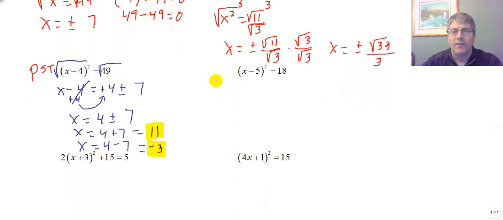Since I did one exactly like this, the next one, the quantity x minus 5 squared equals 18, again, we've got another perfect square trinomial, so we can just take the square root. I'll leave that one for you to do in class, or bring that to class.